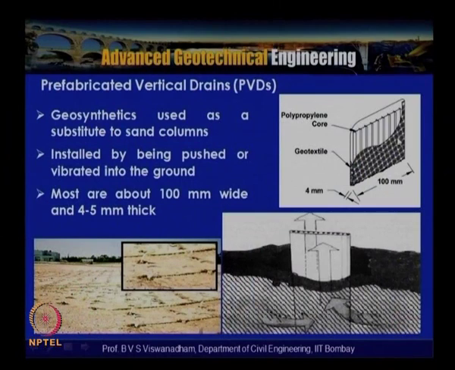These have dimensions of approximately 100 mm by 4 mm. There are several designs available, and the thickness is about 4 mm. This is the core which facilitates the water, and this is the geotextile, which is non-woven in nature. The pore size of this geotextile must be such that only water enters the drainage channels or the core channel where the polypropylene core is, and the clay is retained at the boundary itself.